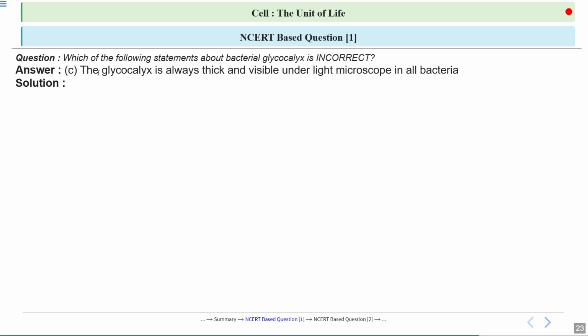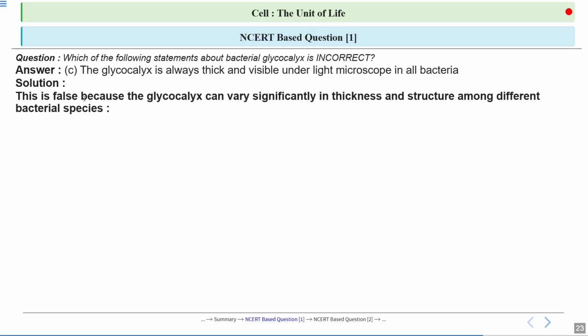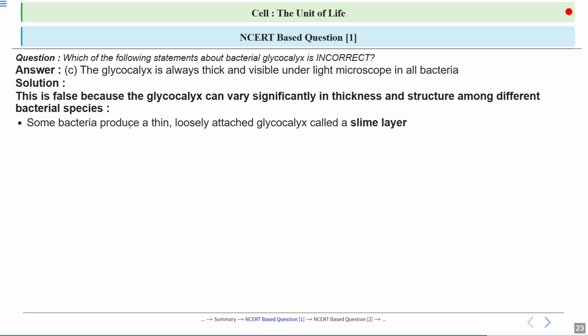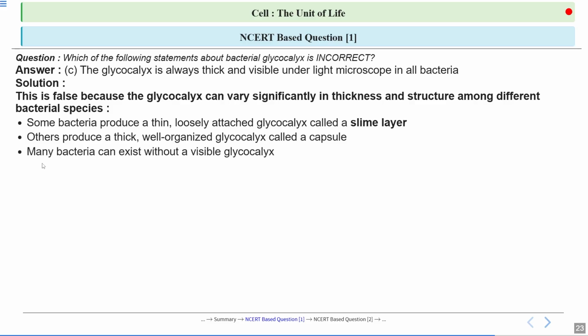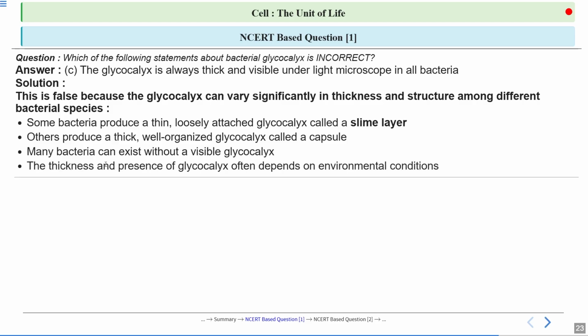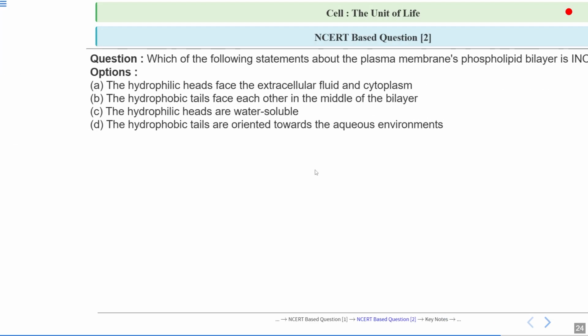Okay, so option number C is the correct answer. Glycocalyx is always thick and visible under light microscope in all bacteria. This is false because glycocalyx can vary significantly in thickness and structure among different bacterial species. Some bacteria produce a thin, loosely attached glycocalyx known as the slime layer. Others produce a thick and well-organized glycocalyx called a capsule. Many bacteria can exist without a visible glycocalyx as well. The thickness and presence of glycocalyx often depend on the environmental conditions.